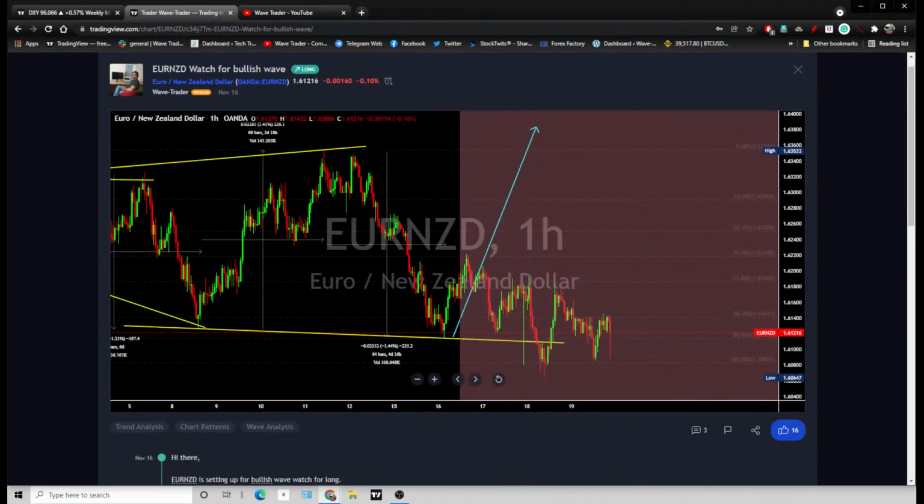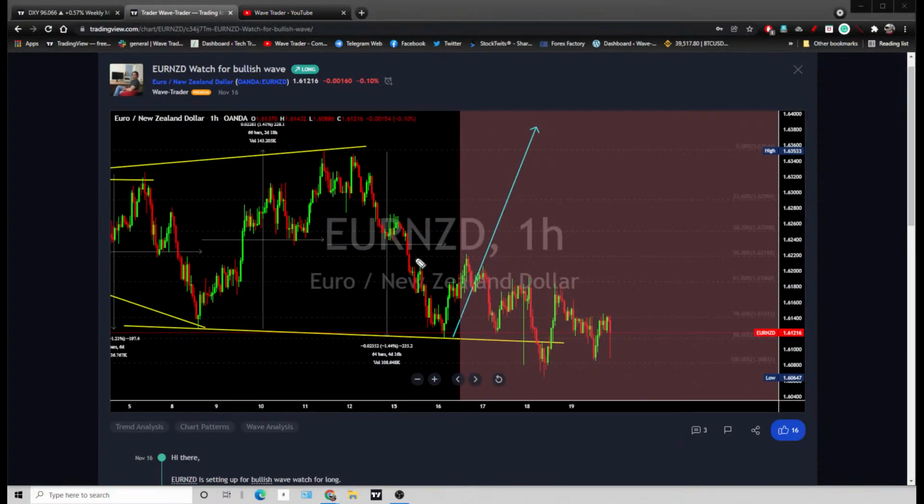EUR/NZD is still a buy opportunity. Next week we can have the scene on the New Zealand dollar. We may see a sharp breakout of this for more upside, and we're going to talk about that too. So this opportunity is still there, and we may see a quick rise.